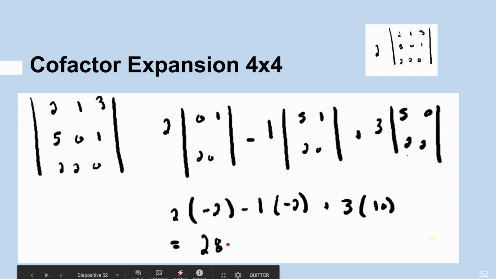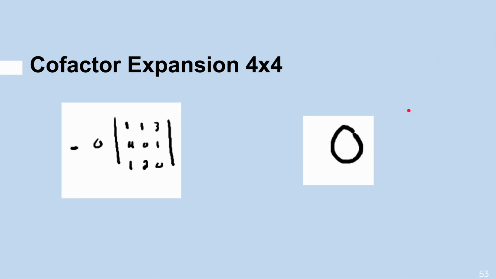This is not the end. This is not the determinant of the whole 4 by 4 matrix. This is just the determinant of this here. So at the end, we're going to do 2 times 28 minus so on and so forth. We're going to see what we get for the next determinants. Now, like I said before, 0 times anything is 0.